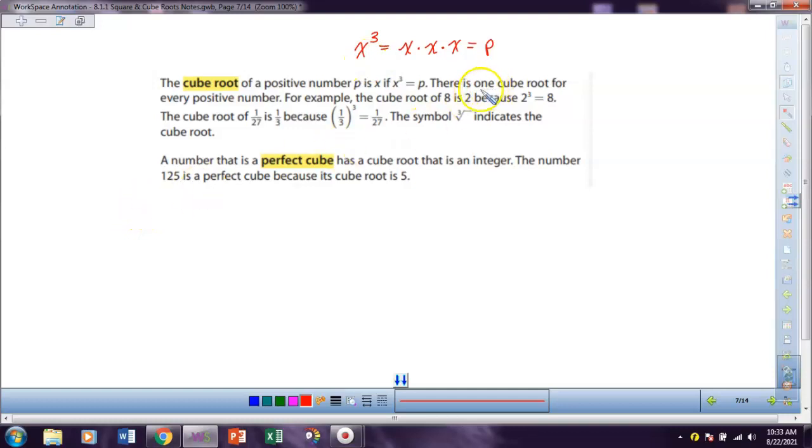There is only one cube root for every positive number. When we were doing the square root, we had positive and negative solutions. With cubes, unfortunately, that doesn't work. And here's an example of why.